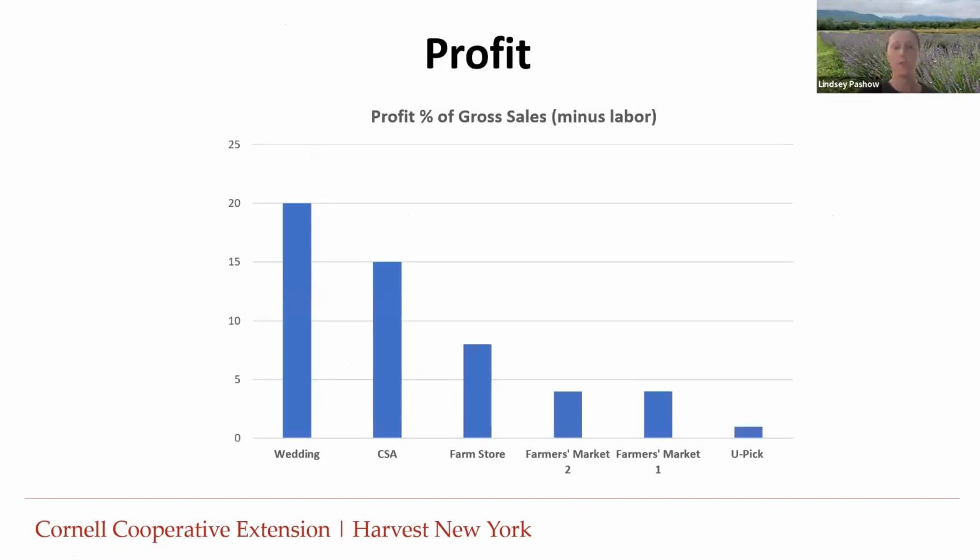So what you would do from there is look at where all of your profit's going to be. So you're figuring out your profit, gross sales minus the labor. And you can see from your farm that your weddings and your CSAs are your most profitable. Your farm store is next, then farmer's market, and then the U-Pick, between the amount of sales that you get from that and the amount of time, that's the least.